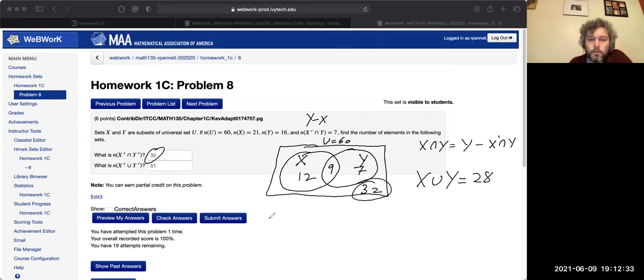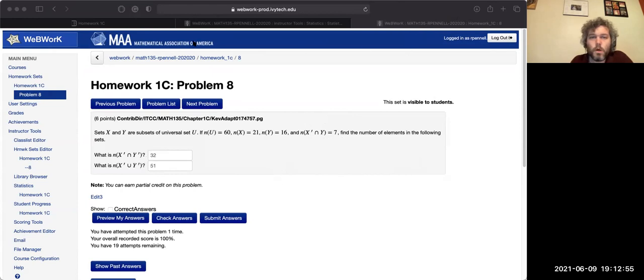And what about X complement union Y complement? Well, if you use De Morgan's law, that's X intersect Y complement. It's the opposite of the intersection. It's everything but this 9. So it's 12, 7, and 32, which I claim is 51. So that's how I would do that problem. Hopefully that helps.